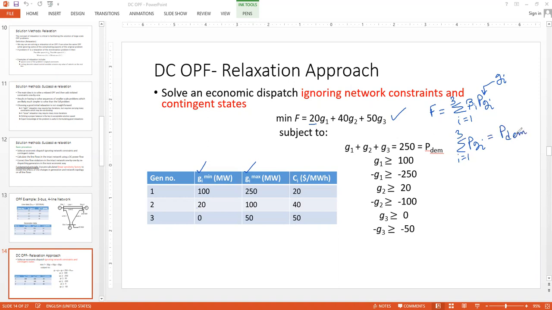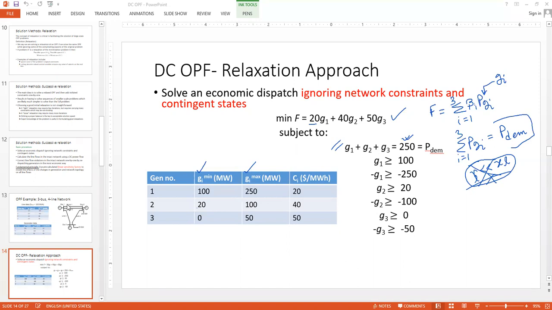Remember, we are not considering any losses in the line, because R is very, very less than XL. R line is very, very less than XL, so there is no real power loss. So transmission loss is ignored also in the DC load flow formulation or DCOPF formulation. So simply the summation of generation of all the generating units should satisfy my demand. So this is G1 plus G2 plus G3 equals 250. 250 is the demand given here. Okay. So how are we getting 250?